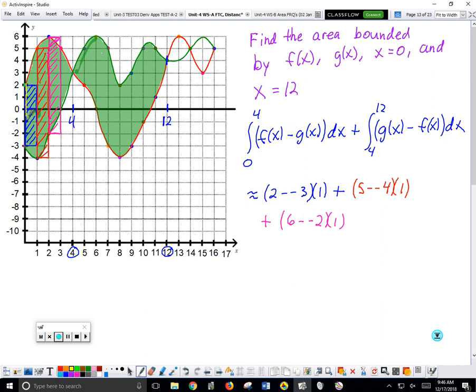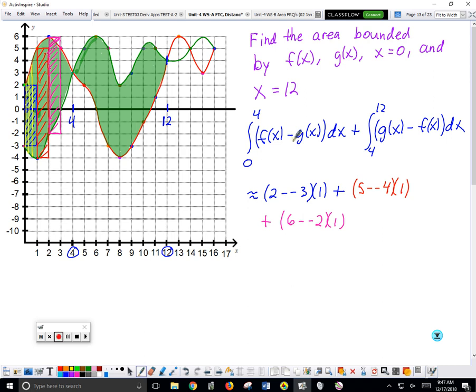So for the setup, I'm picturing rectangles that look like this. They're very narrow. And just paying attention to what does the top of each rectangle touch, what does the bottom of each rectangle touch. It doesn't matter where I draw a rectangle, the top's always going to touch f. Doesn't matter where I draw a rectangle, the bottom's always going to touch g. So that's how I create the integral here.